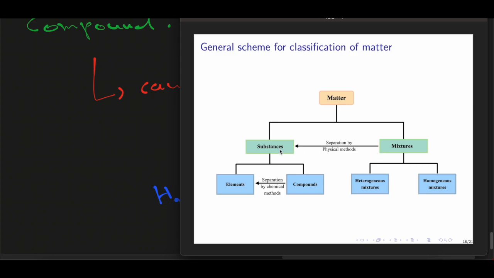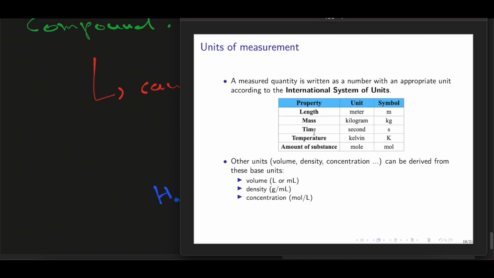And the mixture, once it is separated into pure substances by physical means, the pure substances that we obtained can be either compounds or elements. We said that a compound is composed of 2 or more elements, and these compounds can be separated by chemical methods to obtain its main components that are the elements. So that's a brief summary of the matter. And we finish with the units of measurement.